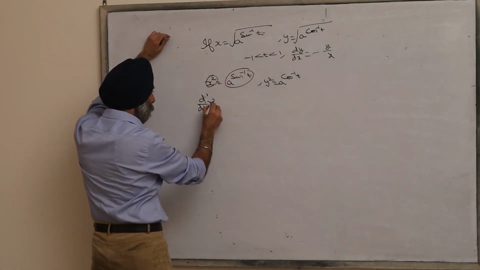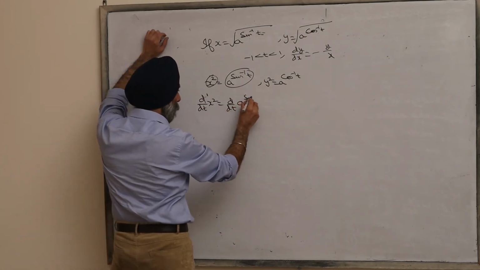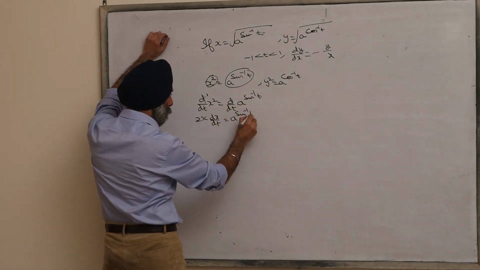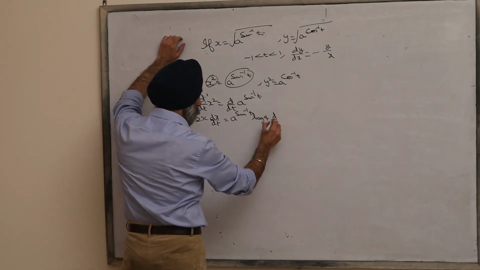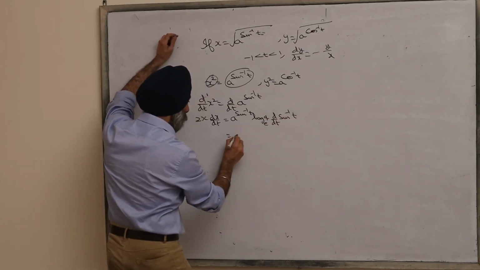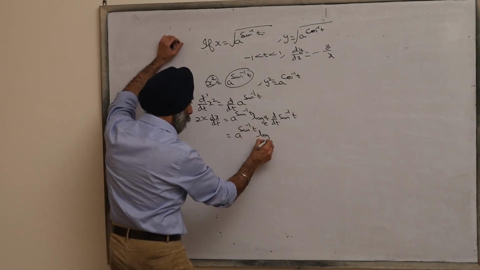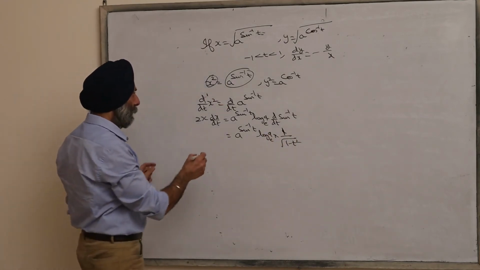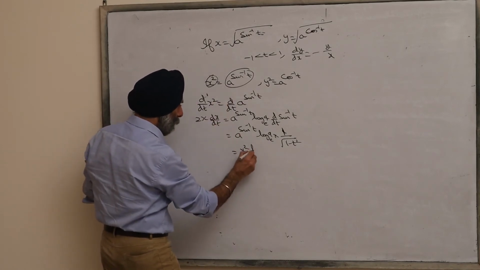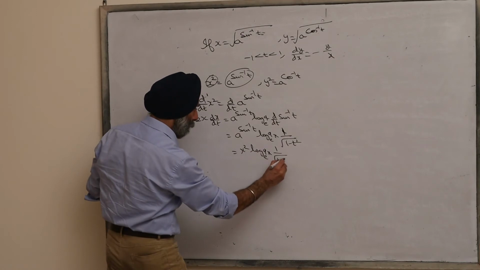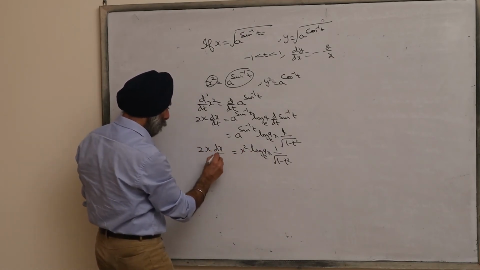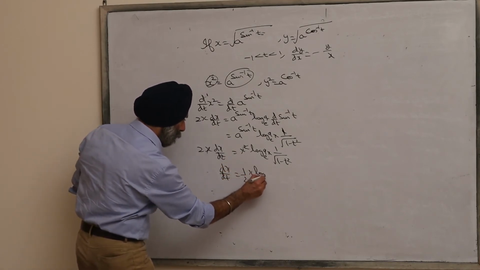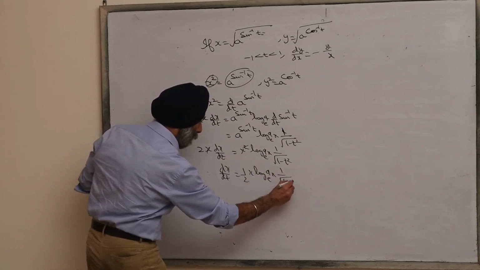D over dt of x square is d over dt of a raised to power sin inverse of t. It is 2x dx over dt is equal to a raised to power sin inverse of t into log of a to the base e into d over dt of sin inverse of t. It is a raised to power sin inverse of t into log of a to the base e into 1 over under root of 1 minus t square. I can replace a raised to power sin inverse of t with x square log of a to the base e into 1 over under root of 1 minus t square. Here it is 2x dx over dt. This will cancel. So this implies dx over dt is equal to 1 over 2x log of a to the base e into 1 over under root of 1 minus t square.